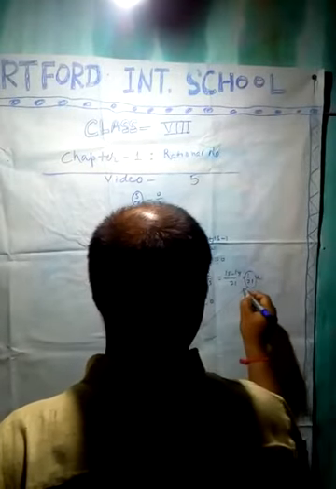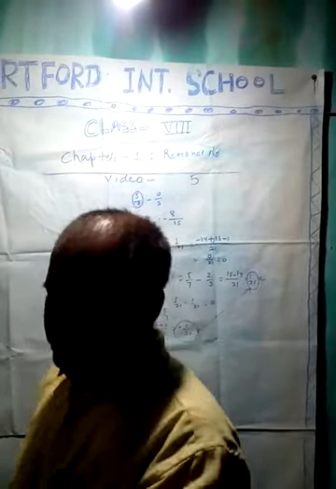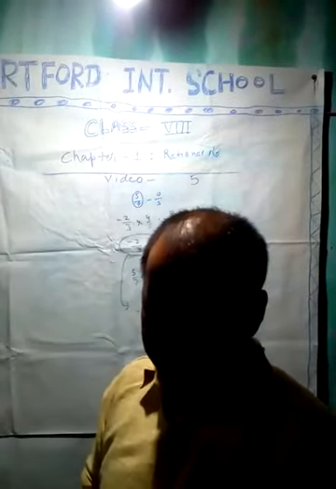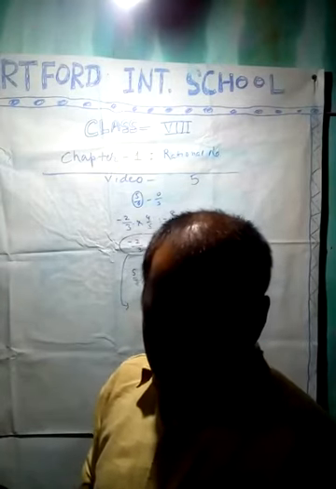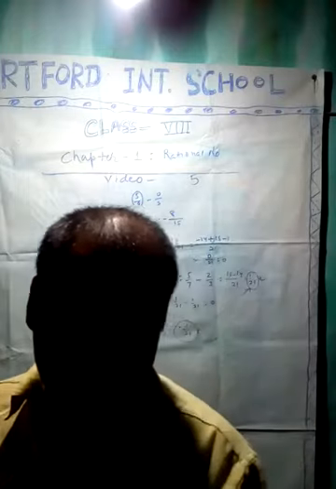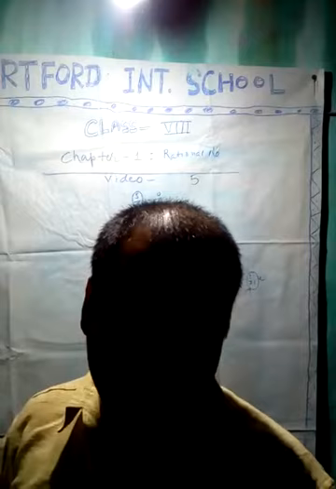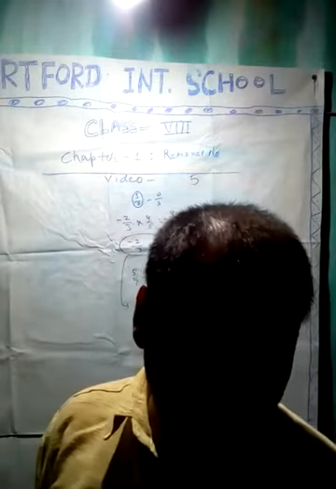So you can see, you find that two rational numbers can be added in any order. We say that the addition is commutative for rational numbers, that is, for any two rational numbers a and b, a plus b is equal to b plus a.